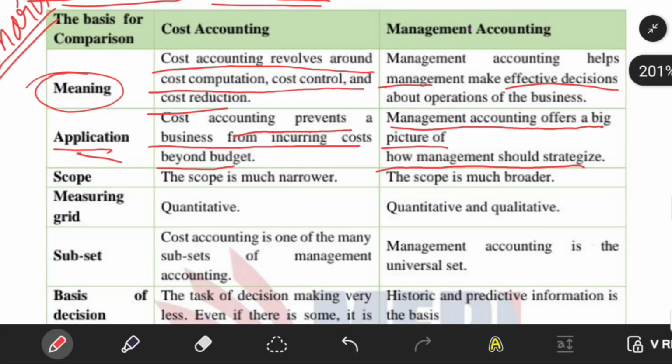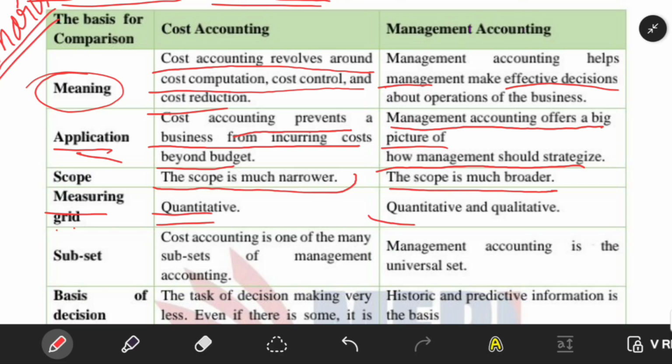Okay, next is scope. Cost accounting has a narrower scope. It focuses only on cost-related matters, whereas management accounting has a much broader scope. It includes cost, financial, statistical and even non-financial information. Next is the nature of data. Cost accounting deals with quantitative data, mostly numbers and money. Whereas management accounting deals with both quantitative and qualitative.